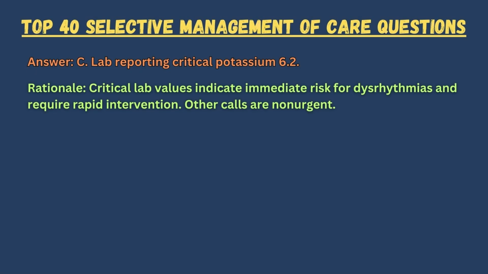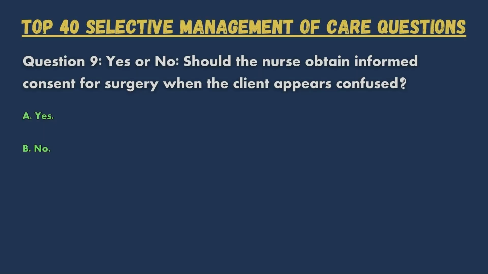Answer. C. Lab reporting critical potassium 6.2. Rationale. Critical lab values indicate immediate risk for dysrhythmias and require rapid intervention. Other calls are non-urgent.